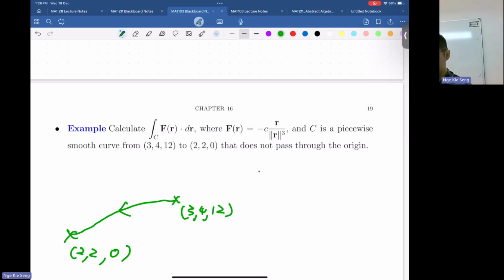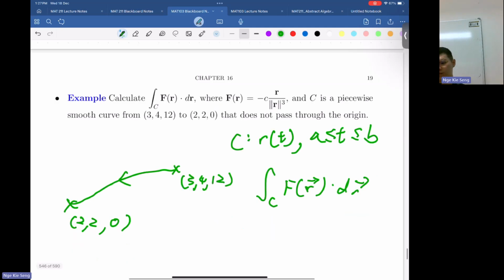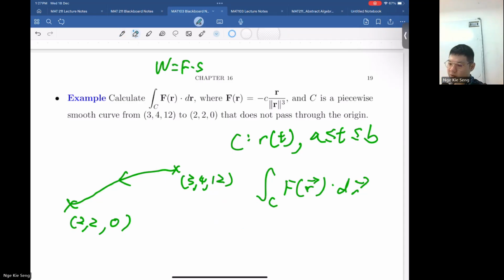Usually what we do is we parameterize r(t), the curve, and then r(t) goes from a to b. Do you still remember how to compute this work done here? Force times distance, the integral over force times distance, is work done. It is a continuous version of work done.